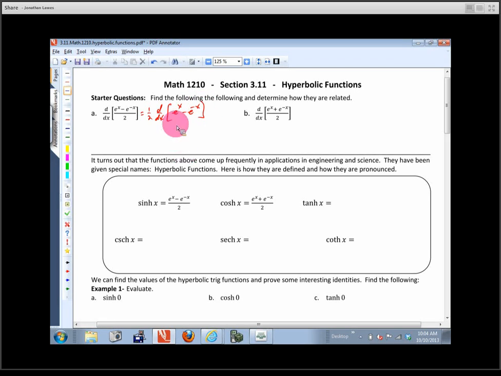Well, finding the derivative of each one of those is pretty easy. That would just be e to the x. And what would negative e to the negative x be when I find its derivative? Yep, it's going to be positive e to the negative x. And then I've got this 1/2 out front here. So if I were to write it in this single fraction format that we had to begin with, it would be e to the x plus e to the negative x all over 2. And that would be the derivative of that first function right there. Okay? Easy enough?